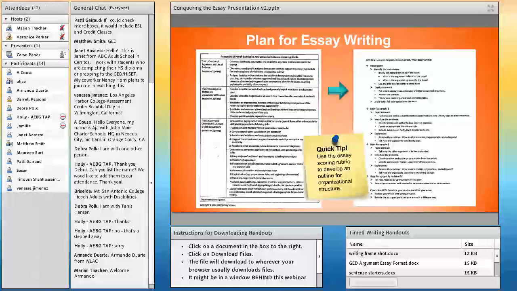So I've made this rubric. Based on the rubric, I've made this outline for my students, and this is available in the handouts below, which you can download and will also be available on the AABG website.